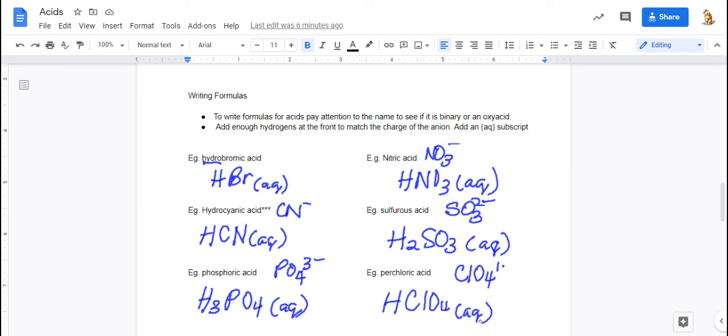So the reason you need the same number of hydrogens as the charge is because the hydrogens each have a plus charge. So if the total negative is 3 negative, I need a total of 3 positive charges to make it neutral. So take the number of the charge for your polyatomic ion and add the same number of H's to make it neutral.